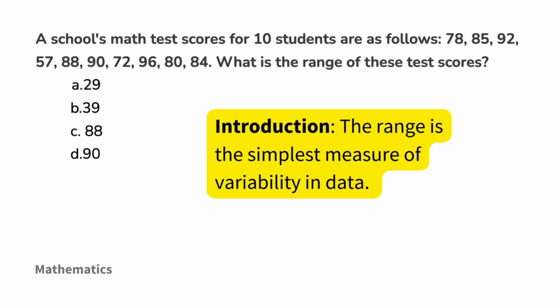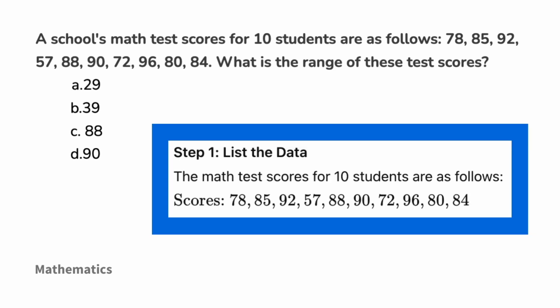The range is the simplest measure of variability in data, and it is calculated as the difference between the maximum and the minimum values in the data set. Now, in solving for this, the first thing you'll want to do on test day is to list the data. The math test scores for 10 students are as follows. Remember that 78, 85, 92, 57, 88, 90, 72, 96, 80, and 84.